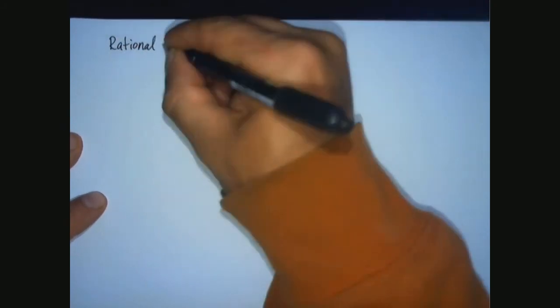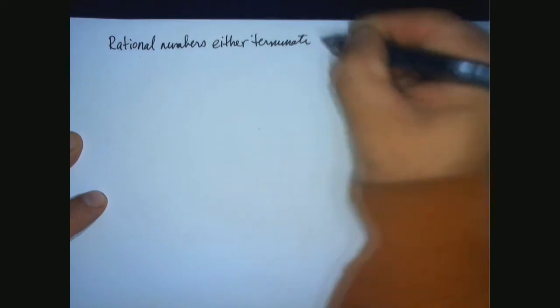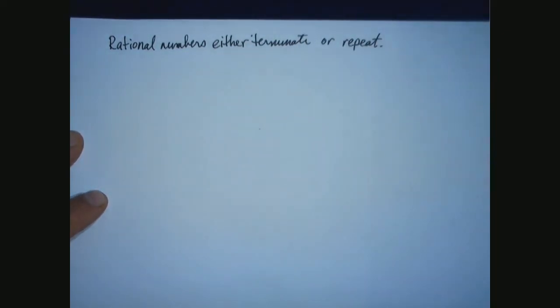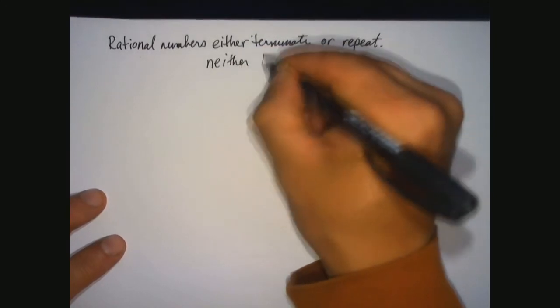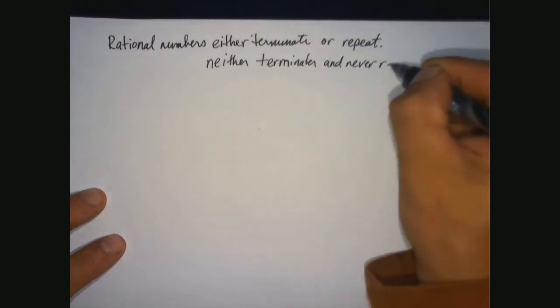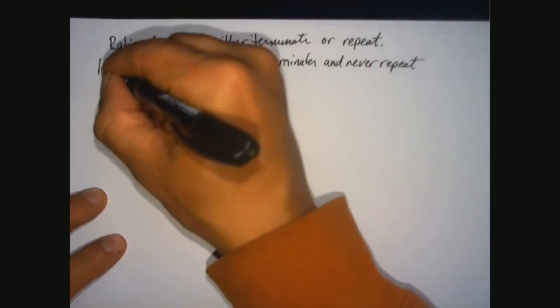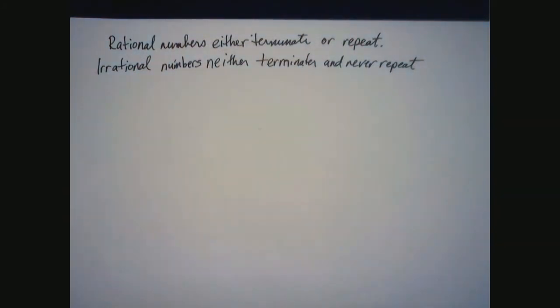Now, I said that rational numbers either terminate or repeat a decimal. So you have to assume that there's the opposite of that. Neither terminate. So in other words, they never stop and never repeat. And those numbers are called, and they do exist, irrational numbers. Irrational numbers. Pi is an irrational number.